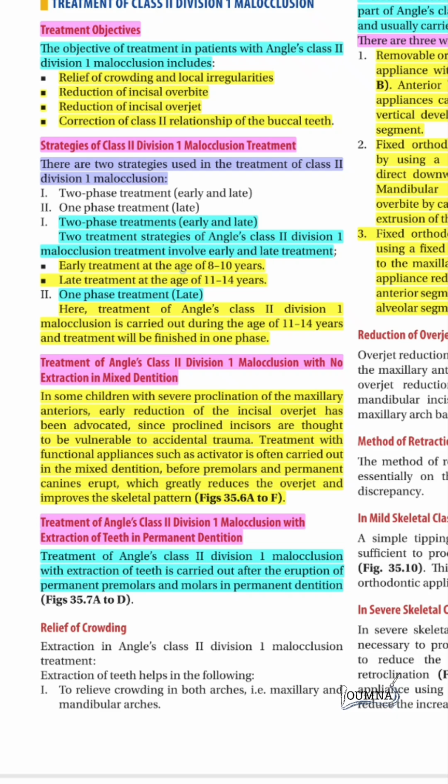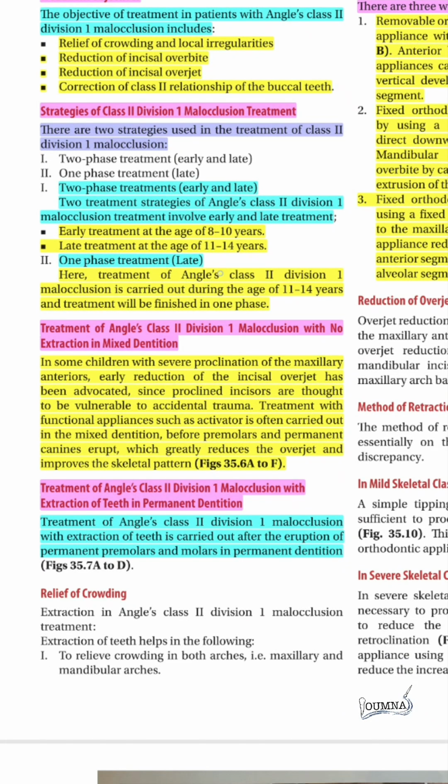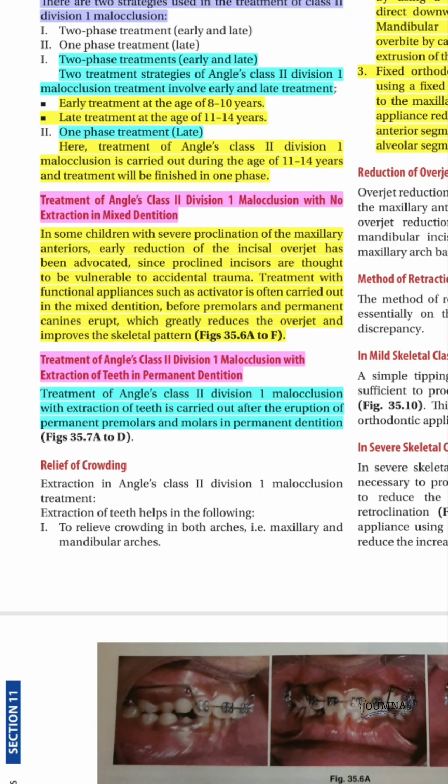If the patient was in the early development or growth, which means between 8 to 10 years, we start with an early phase of treatment using functional, orthopedic, and removable appliances. Then we do what is called the late treatment at the age of 11 to 14. If the patient exceeded the first primary stage, we do what is called the one-phase treatment, that is between 11 to 14 years of age.